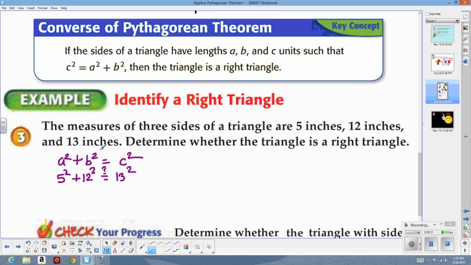Well, 5 squared plus 12 squared equals 169. And 13 squared also equals 169. Since those two things are equal, this is a right triangle. So yes, it is a right triangle.